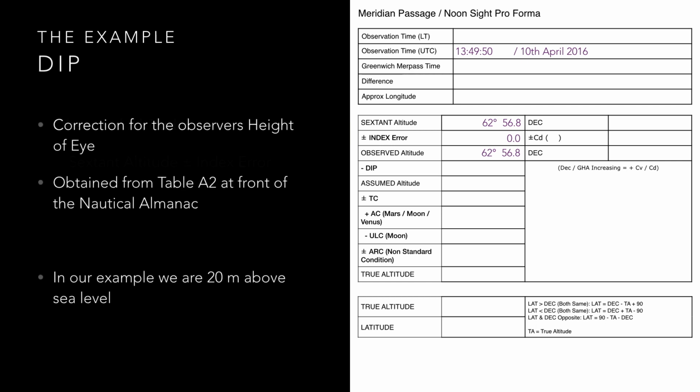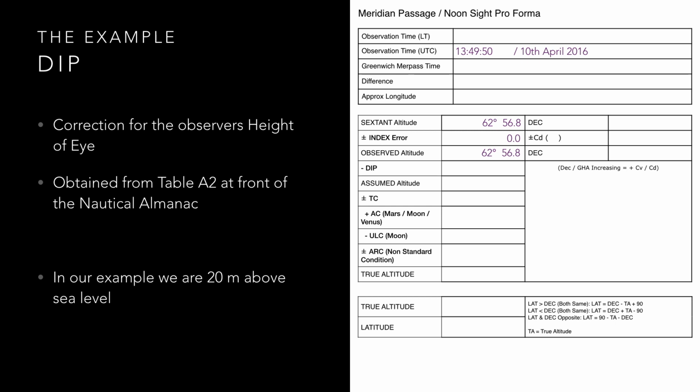Next, we have to correct for our height above sea level, which is commonly referred to as dip on both my Proforma and in the Nautical Almanac. You should already know your height above sea level. If not, you'll have to work it out separately. It's good practice to always take your sights from the same position, so that your height of eye above sea level is always the same. In this example, we are 20 meters above sea level.